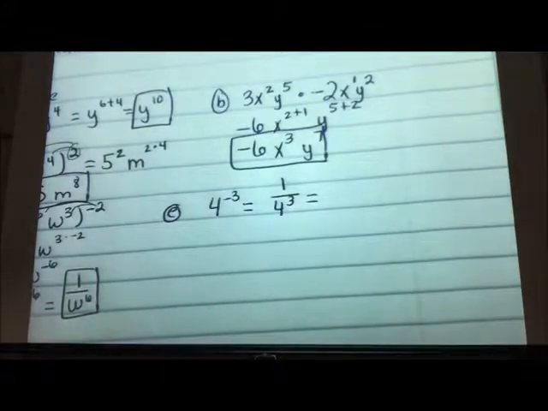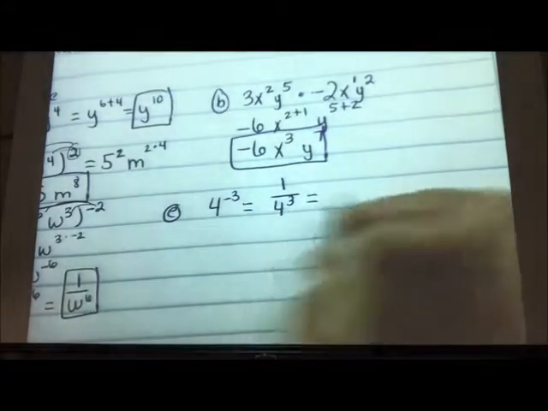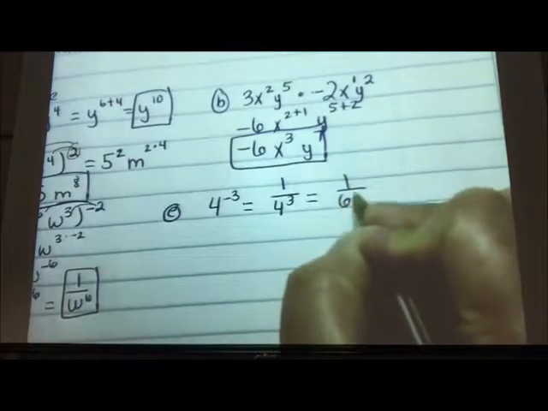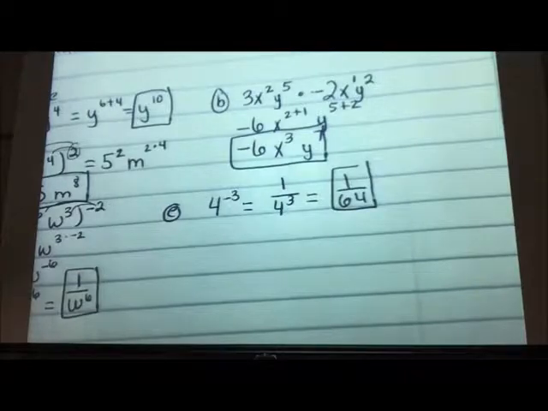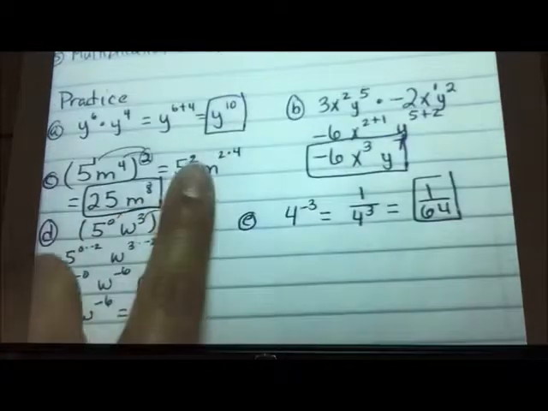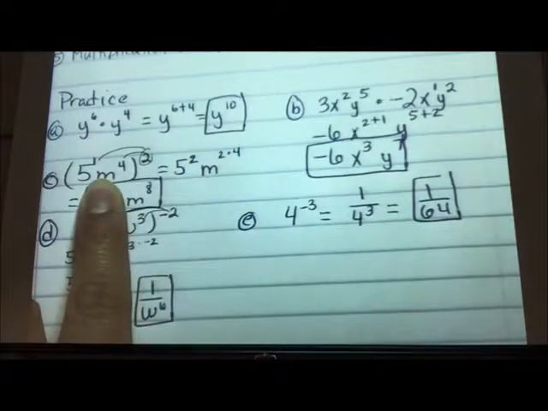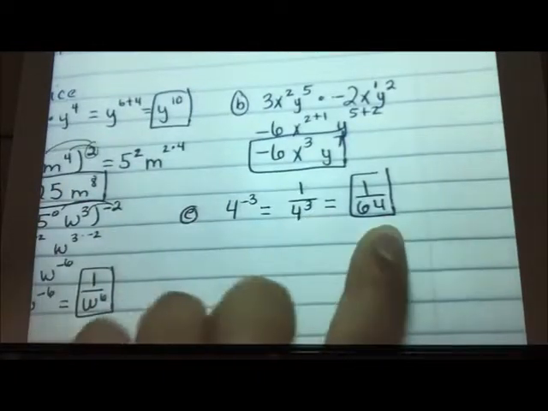But please keep in mind, 4 to the 3rd power is 64. So it's 1 over 64. So if you can simplify, please do so the way we did here. The 5 squared became 25. The 4 to the 3rd becomes a 64.